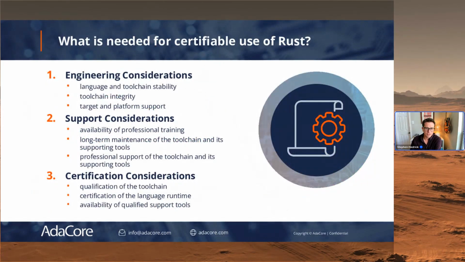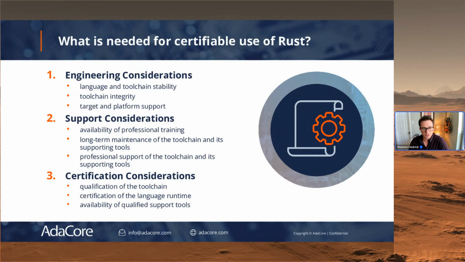Can move that to this. We have three major components: obviously, the language and toolchain stability, toolchain integrity, and target and platform support from engineering considerations. And support considerations, again, checking boxes here at AdaCore with this. I'm seeing a lot of talk about where the support is kind of lacking sometimes. The community is vibrant, they do a great job.